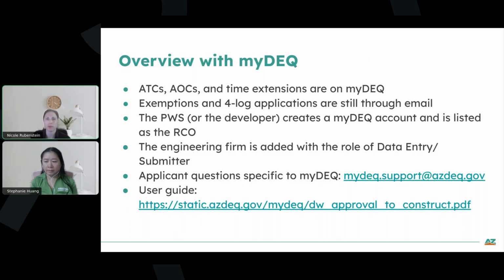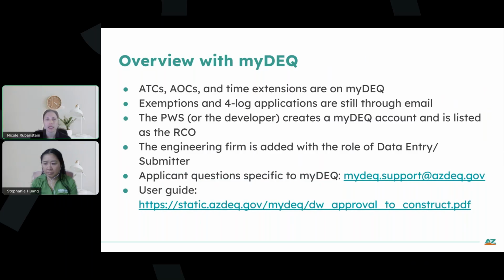So the public water system or the developer, if there is a developer, creates a MyDEQ account, and they must be listed as the RCO. So the engineer cannot be the RCO. It's important to note it must be the public water system owner or the developer who is listed as the RCO. And then, as mentioned, they can then add the engineering firm with the role of data entry or submitter.